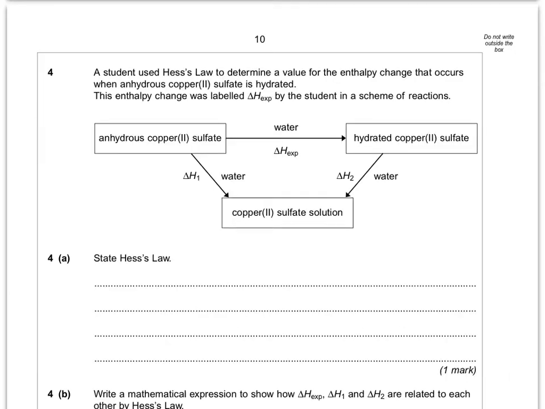Here's another Hess's law question. It shows you a cycle, which we've actually done before in lesson, where we worked out this value by dissolving anhydrous copper sulfate and hydrated copper sulfate, worked out the delta H values for those and swapped this last one.